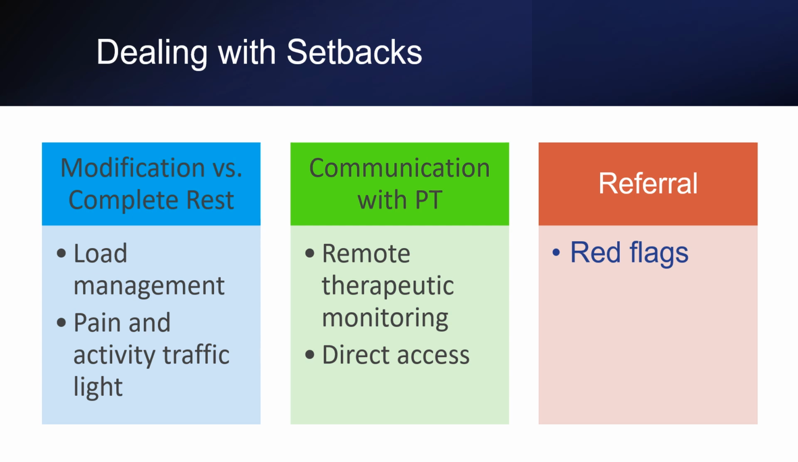A simple resource such as the pain and activity traffic light, which we talked about in the in-person part of this course, can increase the patient's self-efficacy in identifying their response to training and then their ability to create appropriate modifications in your absence. The next step, once the patient is no longer able to manage on their own, if they're having a setback that they are very concerned about, or they are not sure how to continue to deal with, is to communicate with the PT.